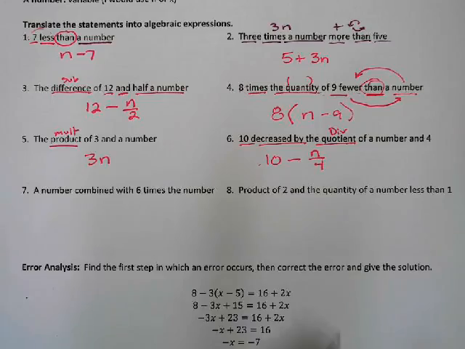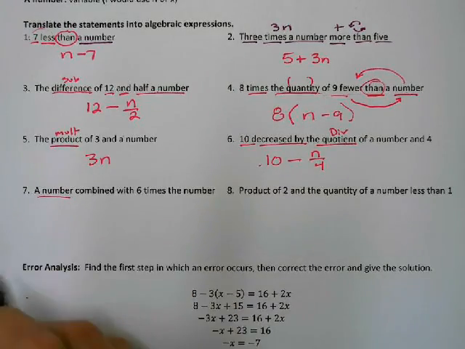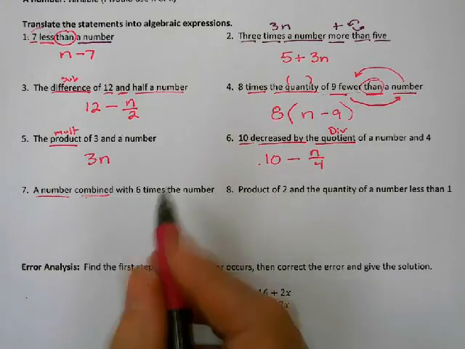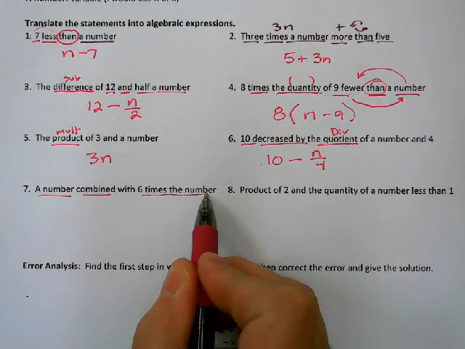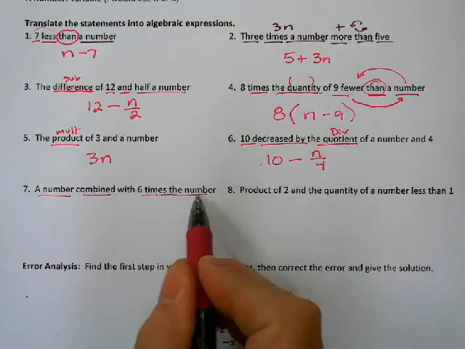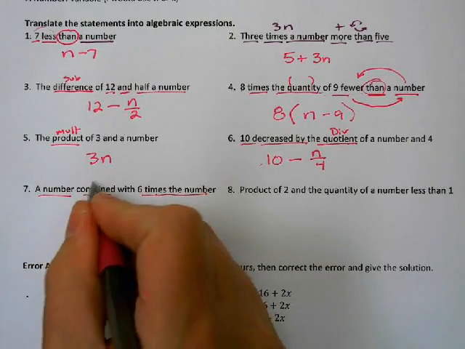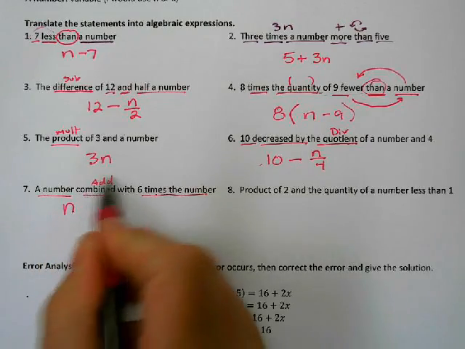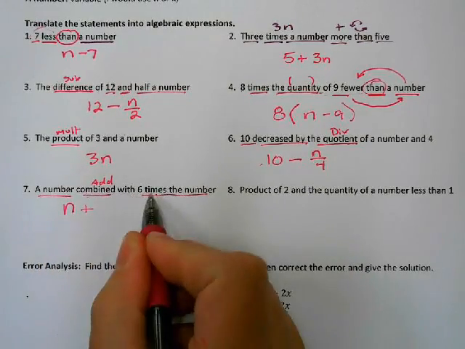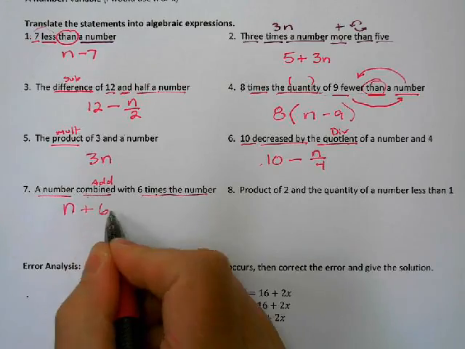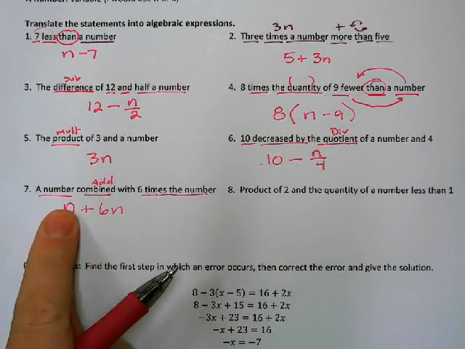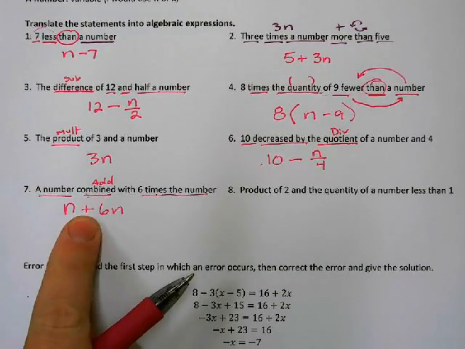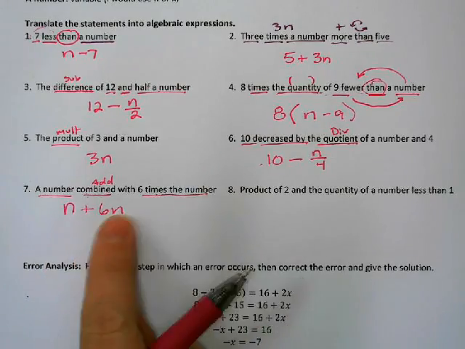Next, a number, that's the variable, combined, that means we're adding, 6 times the number. So multiplying 6 times the number. So I'm going to take a number, n, and add it with 6 times the number. So there's the number. We're combining or adding it with 6 times the same number.